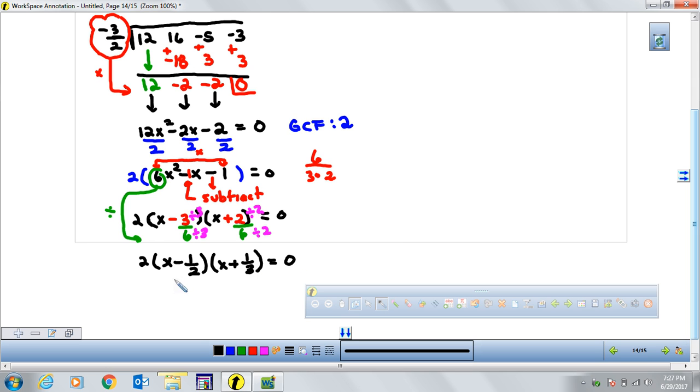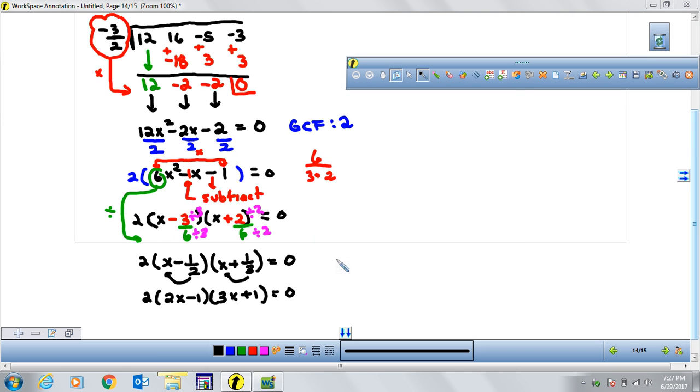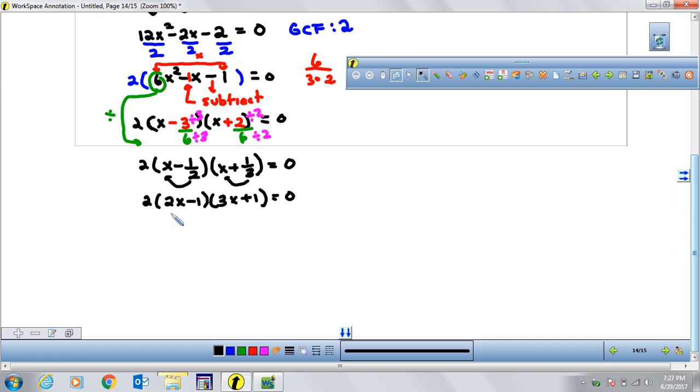Then what we have to do is solve for x. Oh, by the way, remember that whenever you end up with a fraction, you have to put the denominator in front of the x. So that's going to end up as 2x minus 1 and 3x plus 1. The last thing you would do is solve for x. So you would set each one of these factors equal to 0, and then you solve for x.